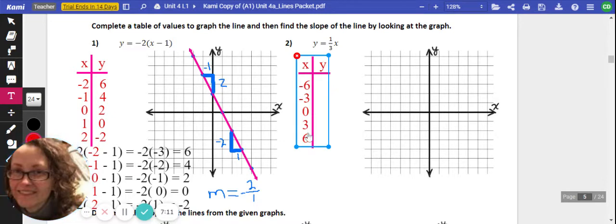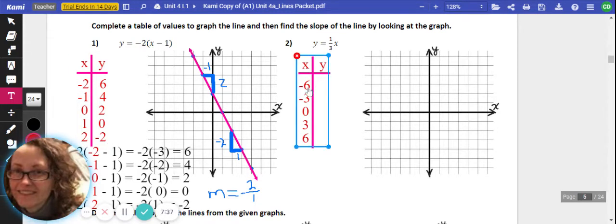I wanted to pick numbers that were going to be really nice to divide by 3 so that I don't have a bunch of decimals here. Could I have kept to my -2, -1, 0, 1, and 2? Of course I could. It just would make my calculations harder. It's not wrong, it's just harder. So let's go ahead and use these values.